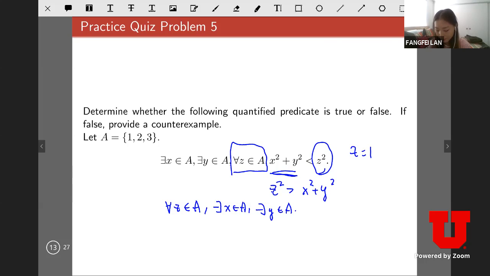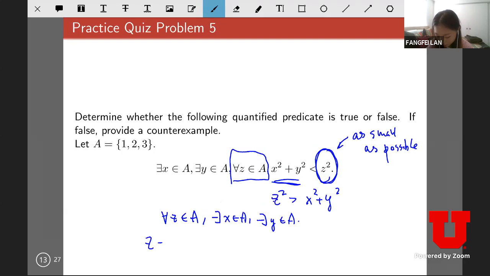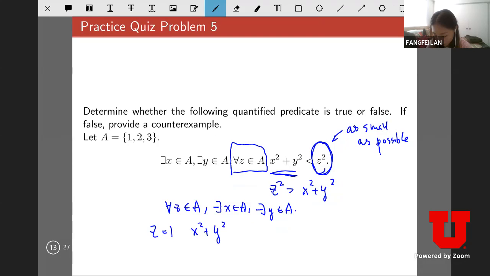But then we see that all of these values, 1, 2, and 3, are positive. If the statement were false, the right side is as small as possible. So we can assign z to be something as small as possible. Let's say z equals 1, then x squared plus y squared would be less than 1. We just plugged in z is equal to 1.